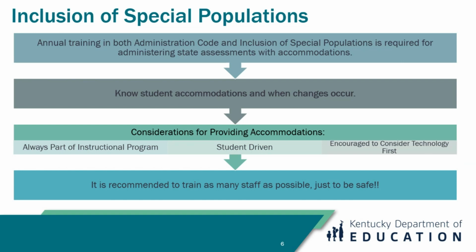For those providing or assisting with accommodations, they must receive the administration code and the inclusions of special populations training. Many districts do require both trainings to be completed by all administrators and parties involved with state assessments. This is a local decision that may be enforced without the consent of KDE.